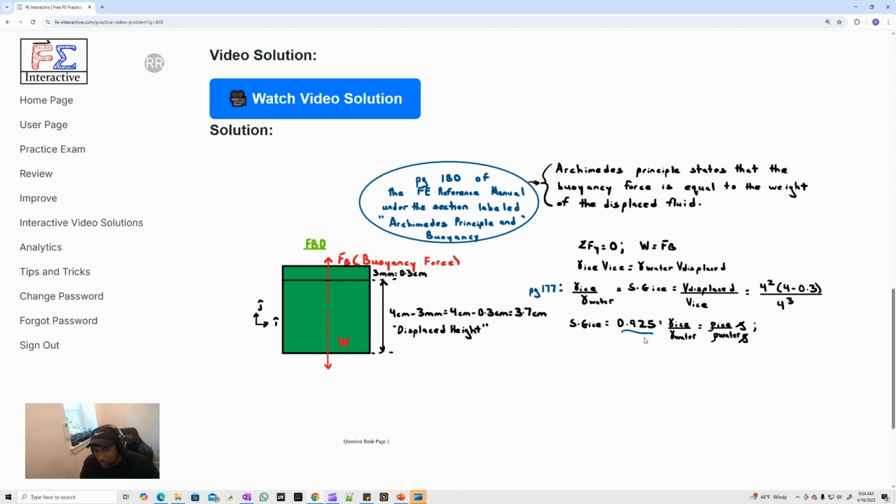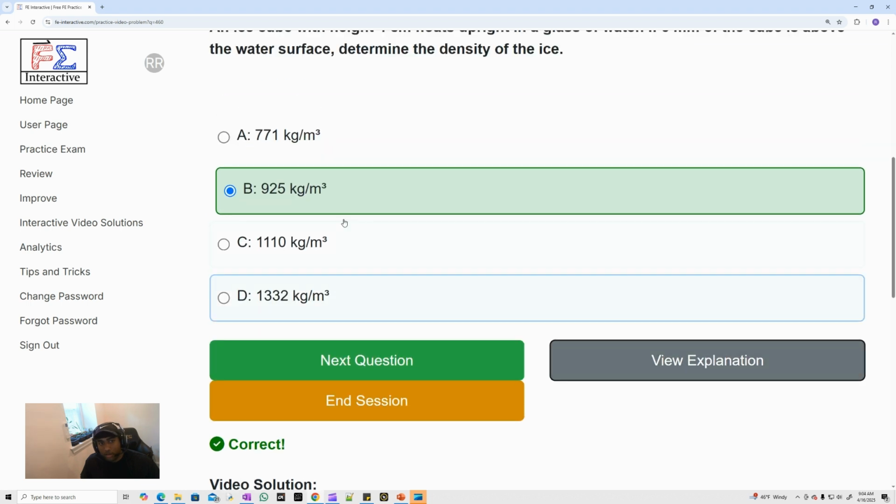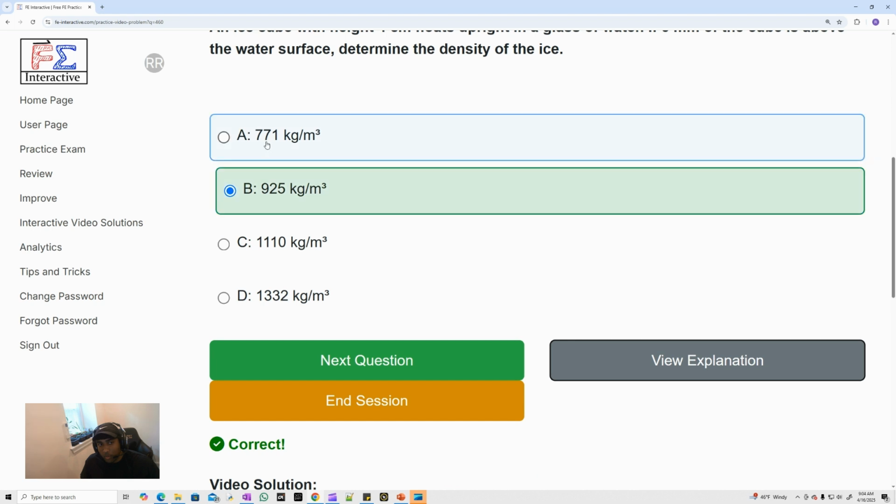Using the definition of specific gravity, which is the ratio of densities, and knowing the density of water is 1,000 kilograms per cubic meter, we computed that the density of ice is 925 kilograms per cubic meter. And just as a sanity check, that made sense. It should be less dense than water because it's floating. Okay, additionally, the only other choice that we could have chosen, which is less dense than water, was this choice A. So really the choice was just between these A and B terms.